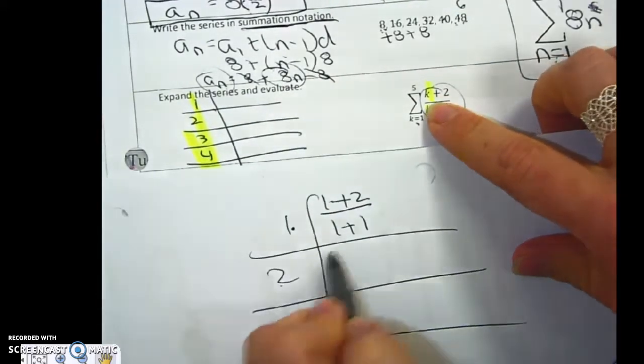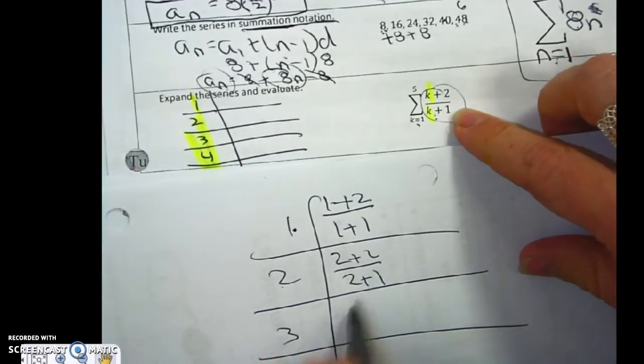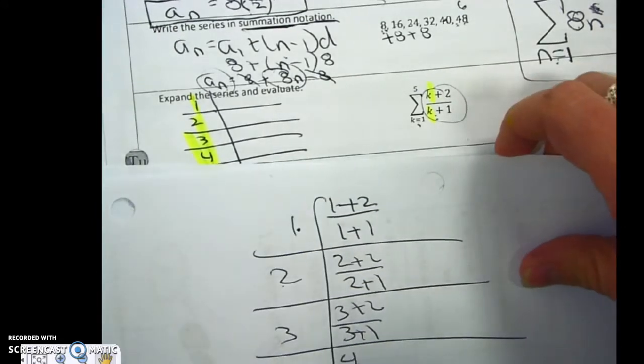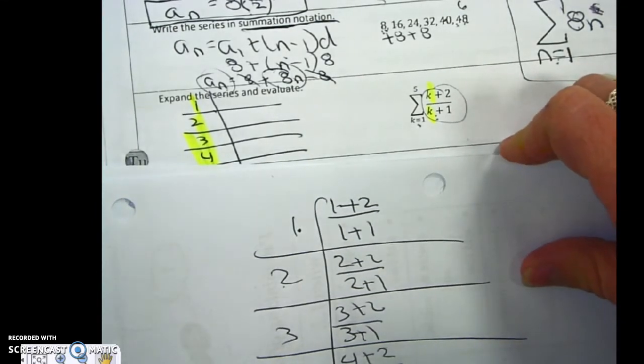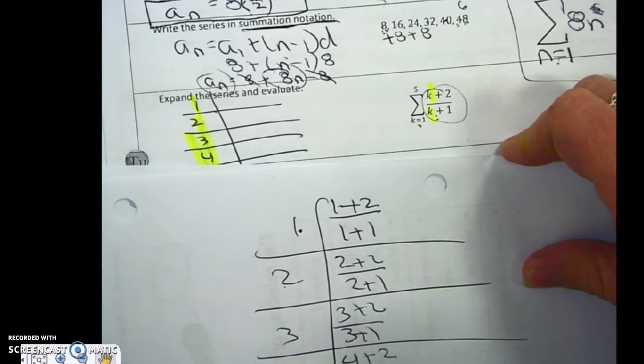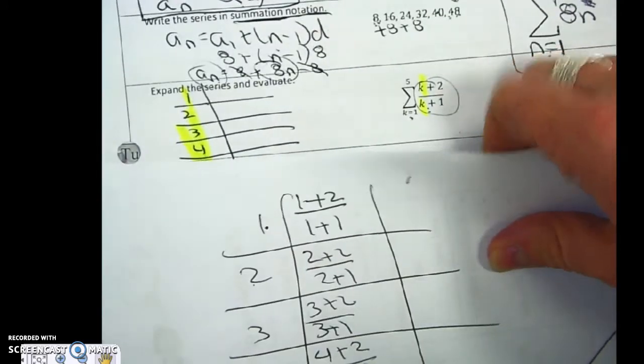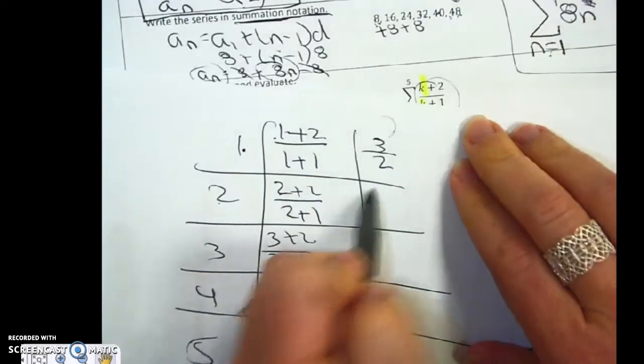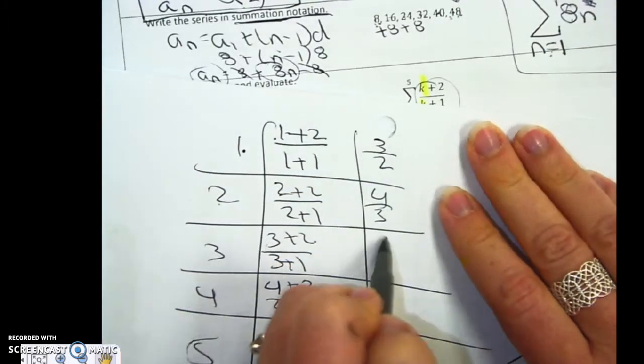I'm going to take the 2. 2 plus 2 over 2 plus 1. 3 plus 2 over 3 plus 1. 4 plus 2 over 4 plus 1. 5 plus 2 over 5 plus 1. Okay? It's a fraction. Give me a fraction as the answer. 3 halves, and that's simplified. 4 thirds, simplified. 5 fourths.